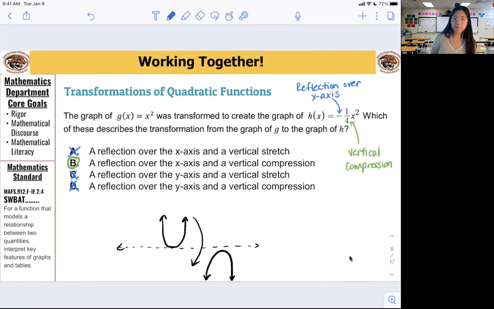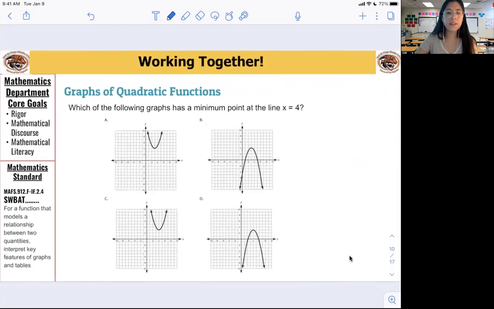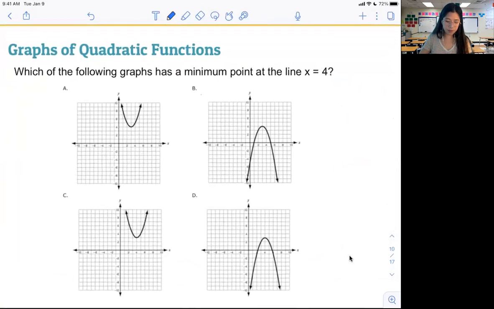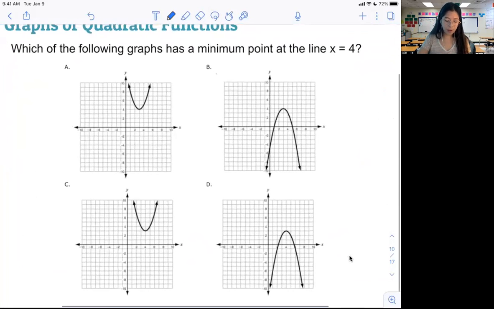All right. Okay, now here's a graph. Let's see who can get this one. Which of the following graphs has a minimum point at the line x equals 4? Go ahead and try this one out.